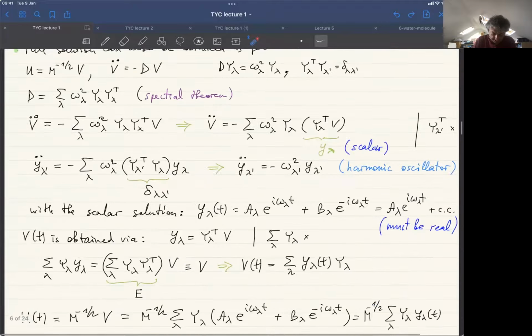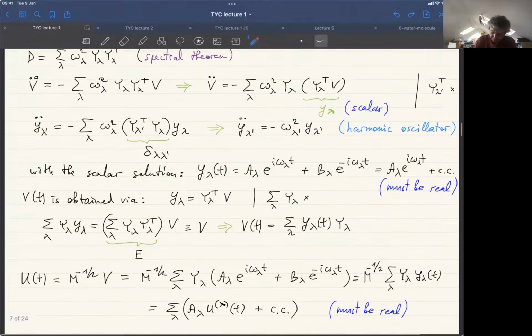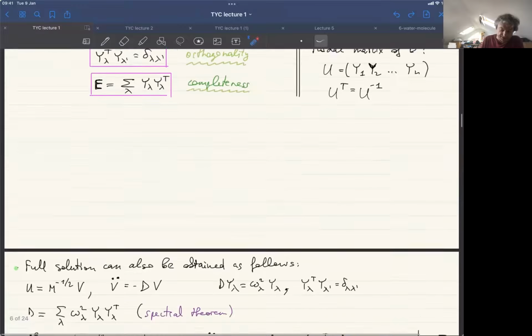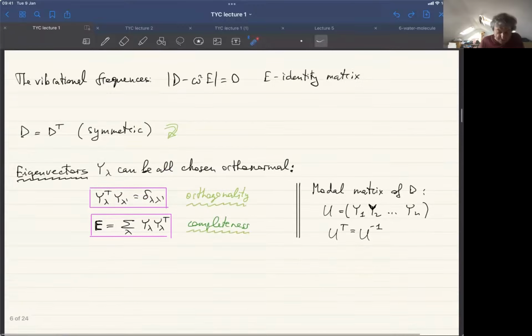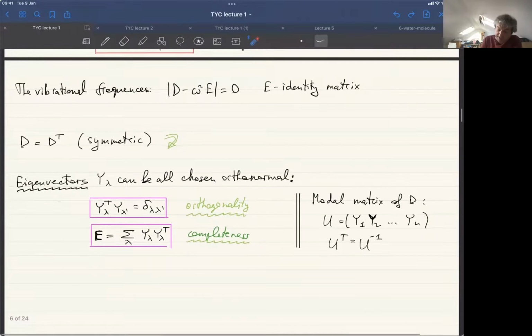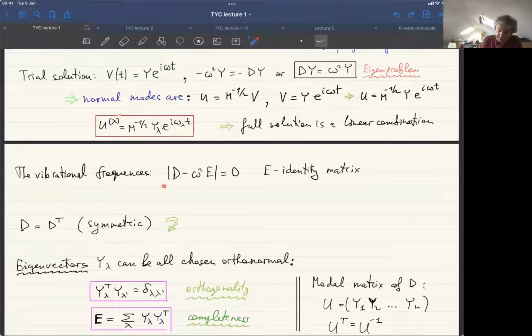Oh, actually, I have this solution here. So I'll show you also that solution. So how do we determine these eigenvalues, omega square? We determine them by solving this secular problem. This is the determinant of the matrix D minus omega square E, where E is the identity matrix. So by solving this, we will obtain all these solutions.